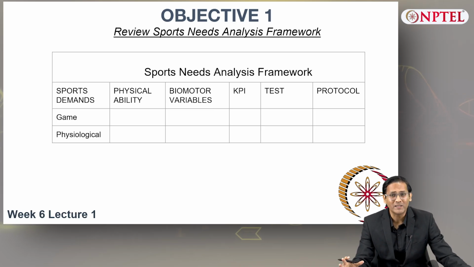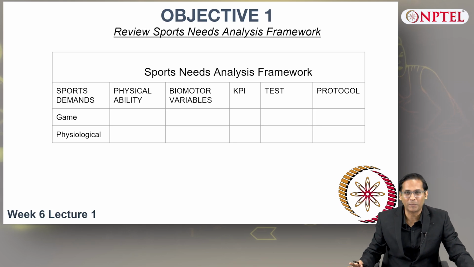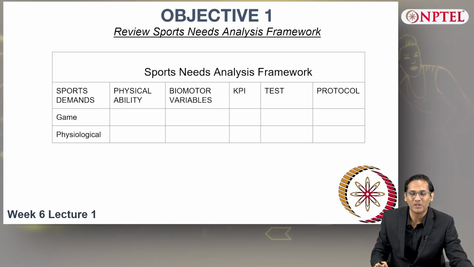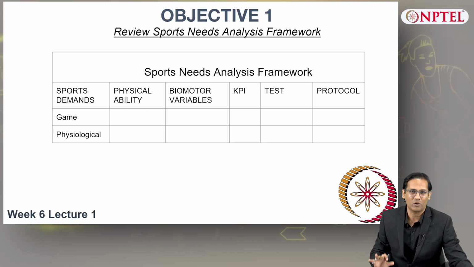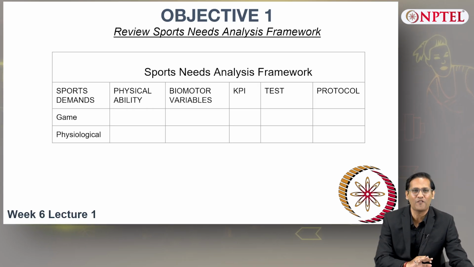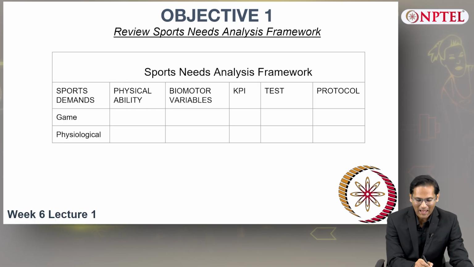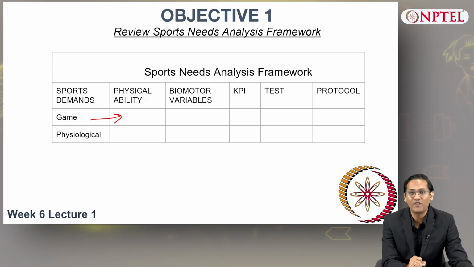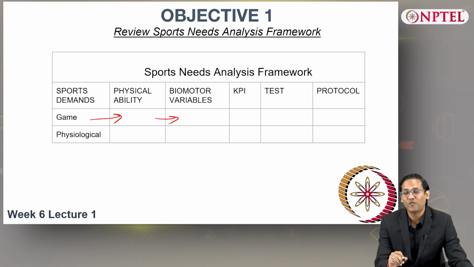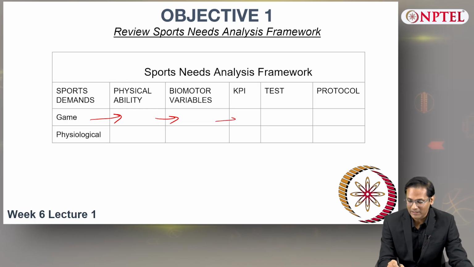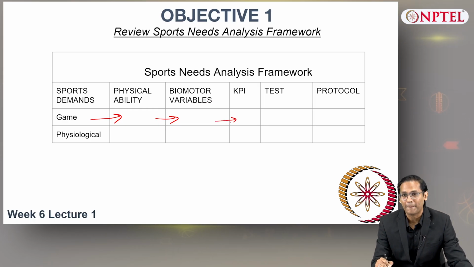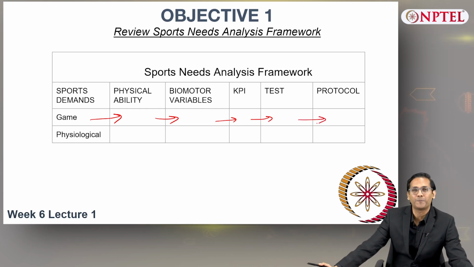Now, the sports need analysis framework specifically used for this course would include: you find out the game demand and the physiological demand of the sport and link it to the physical ability for the sport, connecting this physical ability with the respective fitness variables, that is biomotor variables, and connecting these biomotor variables with KPI, connecting this KPI with test and connecting this test to the protocol.